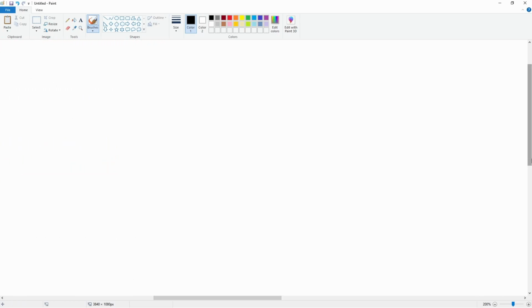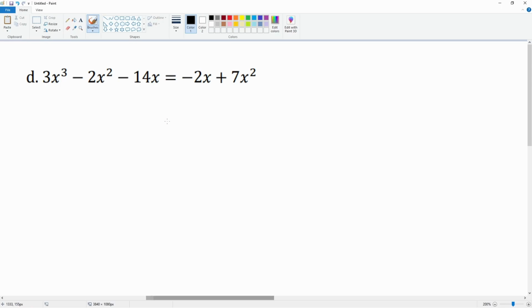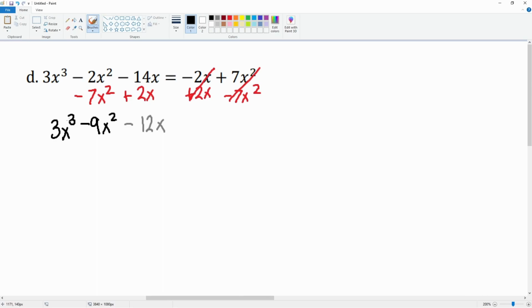The next one. This one's a little bit more complicated because there are more terms, but you essentially do the same thing. To get rid of a negative 2x, you add 2x to both sides. Then you have a 7x squared here, so we're going to subtract 7x squared from both sides. On the right hand side, it does cancel. We have a negative 14x plus 2x. That becomes a negative 12x. And then we have negative 2x squared and a negative 7x squared. That becomes a negative 9x squared. Then bring down the 3x cubed.